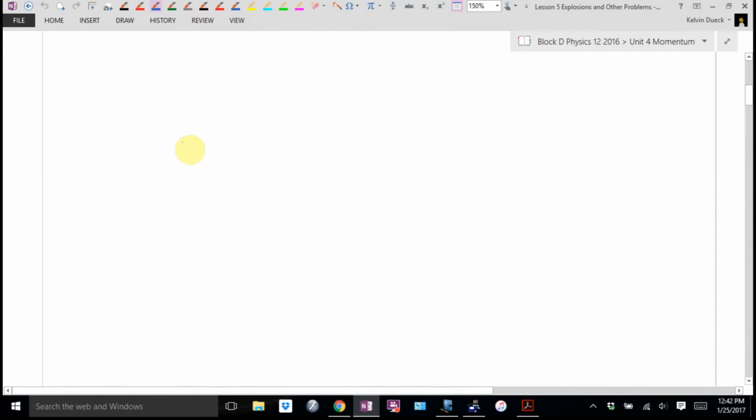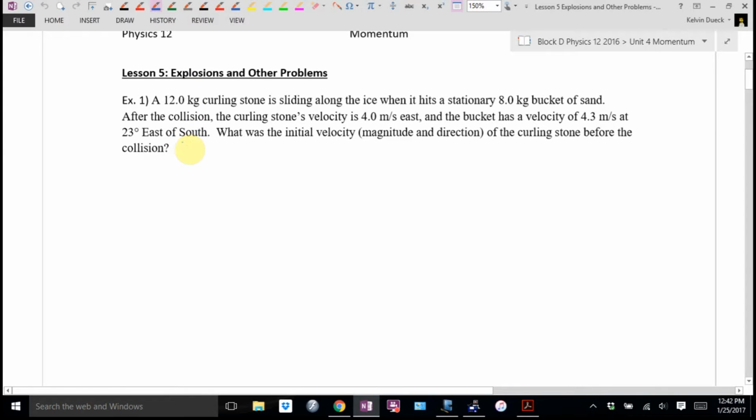So example 1 says this. A 12-kilogram curling stone, I'll call this mass C for curling stone, hits a stationary bucket of sand, I'll call this mass B for bucket. After the collision, the curling stone's velocity is 4 meters per second east, and the bucket has a velocity of 4.3 meters per second at 23 degrees east of south. I see directions. I'm going to draw a compass rose because it's not like I've ever botched that before. What was the initial velocity?